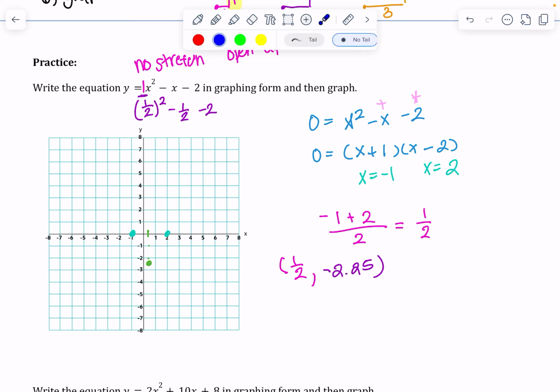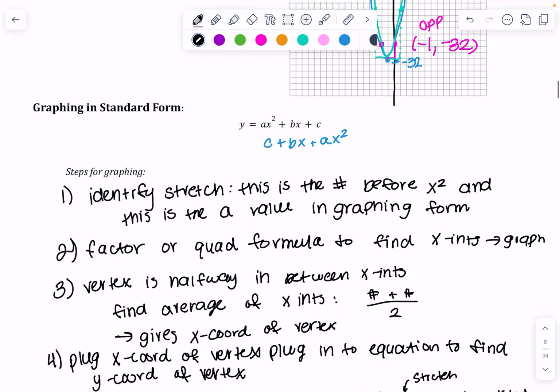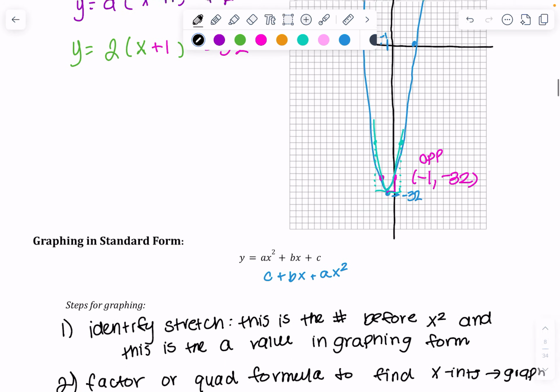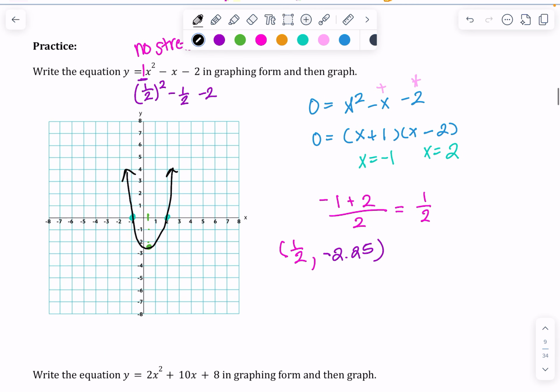We could do our outs and ups, kind of like what we did before. We don't necessarily have to, because our x-intercepts and our vertex are pretty close together. So we're able to see what that stretch, or lack of stretch, I guess, looks like. Whereas in our last problem, right, they were spaced very, very far apart. So we needed a couple extra points in between.